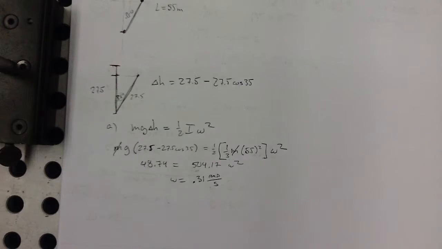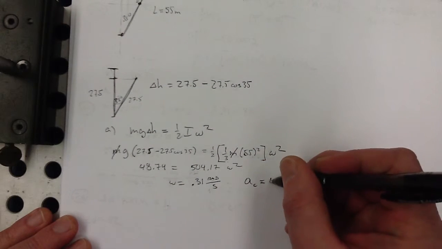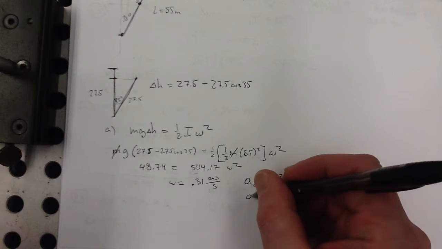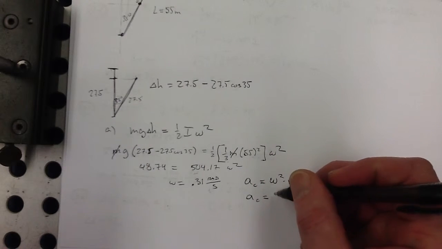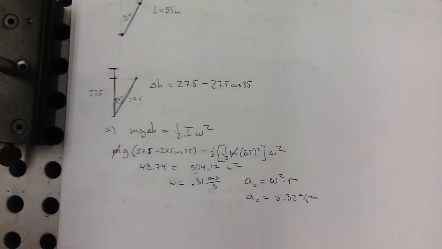That's what I got there. Now, is that the... No, sorry. We're trying to find the radial acceleration of the top. So the radial acceleration of the top is the centripetal acceleration, which is equal to omega squared r. So I just have to take that number, square it, and multiply by the radius. It's 55. So the radial or centripetal acceleration is 5.32 meters per second per second.